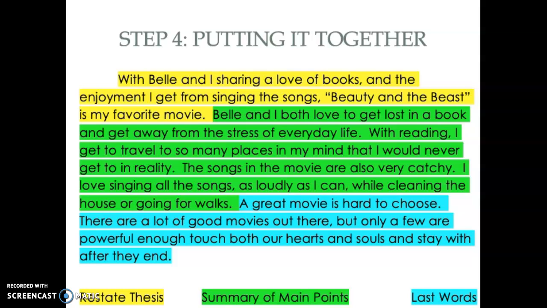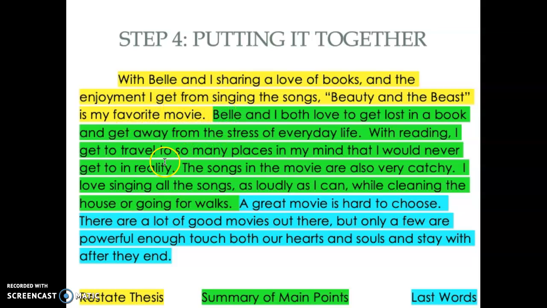A great movie is hard to choose. There are a lot of good movies out there, but only a few are powerful enough to touch both our hearts and souls and stay with us after the end. If we look at the breakdown, I started with restating my thesis, putting my 2 reasons why first, and then answering the question second.